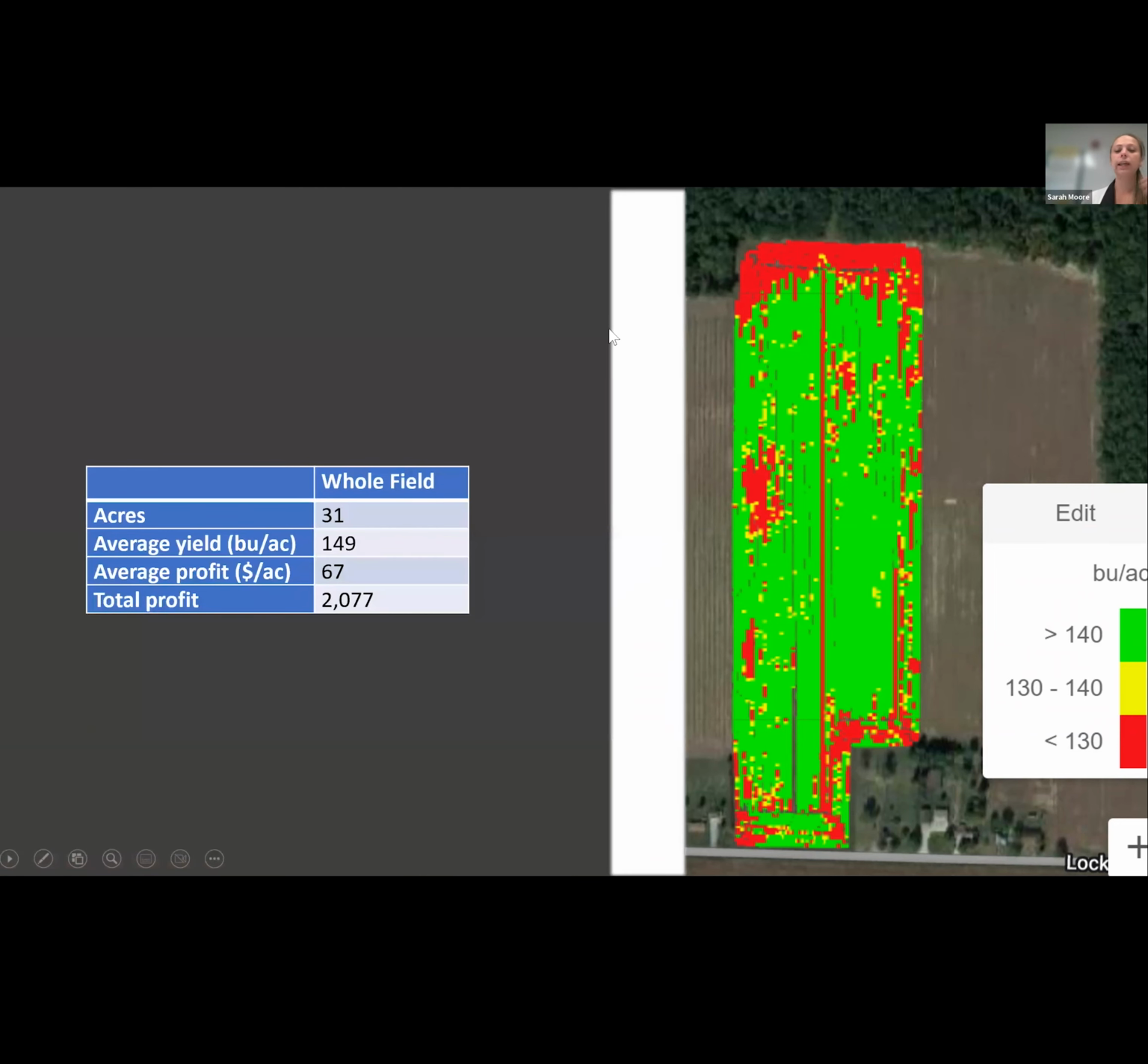So here's where we start to link those economics to our field. If we look at the whole field, it's 31 acres, and his average yield is 149 bushels an acre, making him an average of $67 an acre. Again, this is one of his fields that is underperforming, low-hanging fruit, which is why he has decided to focus on this. So that's another great way, as an aside, if you're trying to figure out where to start making improvements on your fields, to target the fields that aren't doing so well. Again, that low-hanging fruit.